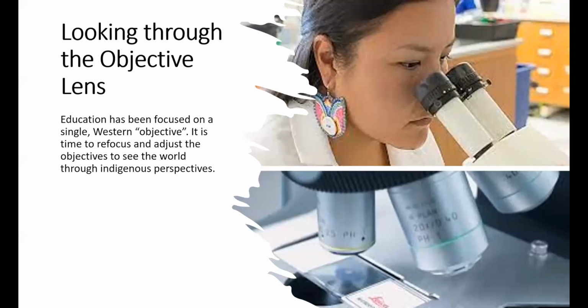And to tie it back to the main title, looking through the objective lens, given my background as more of a scientist, the way I view this is that education has been focused on a single Western objective. For those of you who don't know, when you think of a microscope, you can see these objectives, and they have different intensities. The closer you want to look at an object, you change the objective in order to see your sample more clearly, like on the slide.